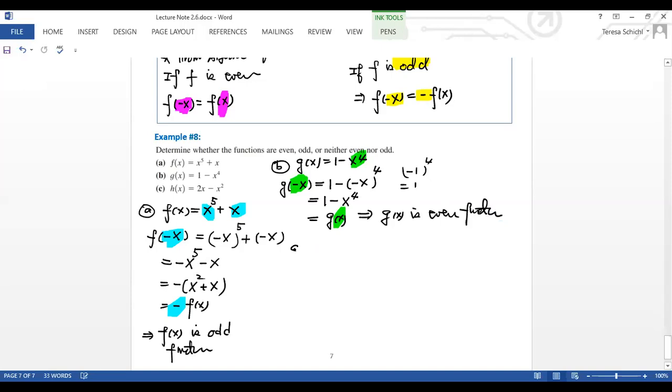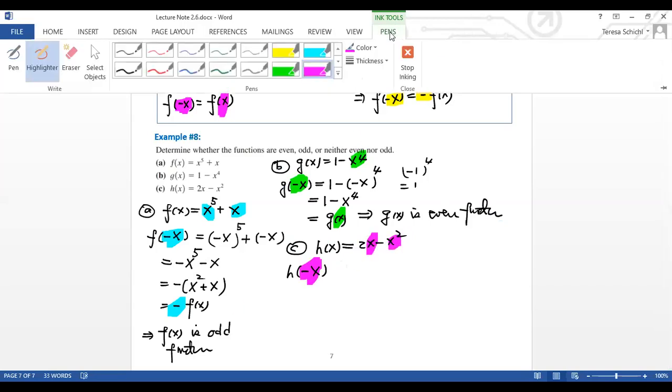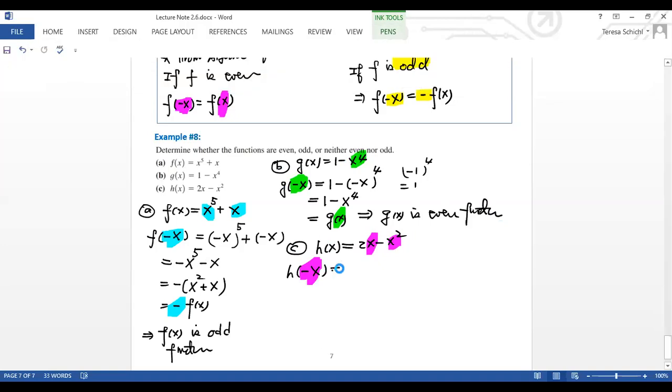Okay, so let's take a look at the last one here. The h(x) is 2x minus x squared. As always, we start with negative x, correct? That means everything in here, you need to replace with negative x. So this is 2 times negative x minus negative x squared, so replace every x with negative x.